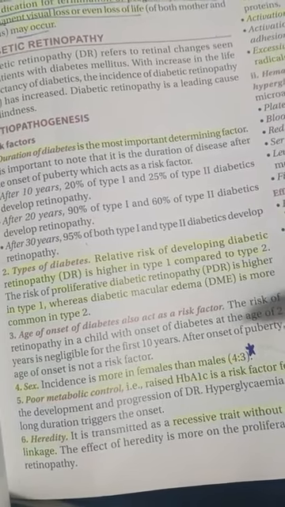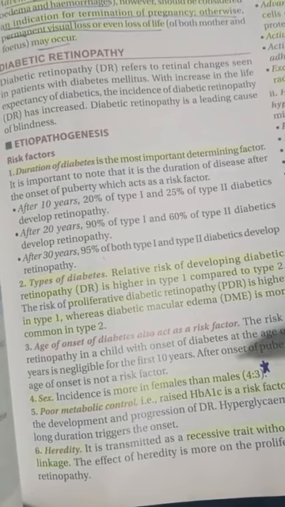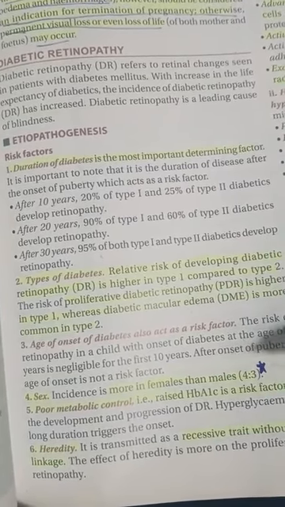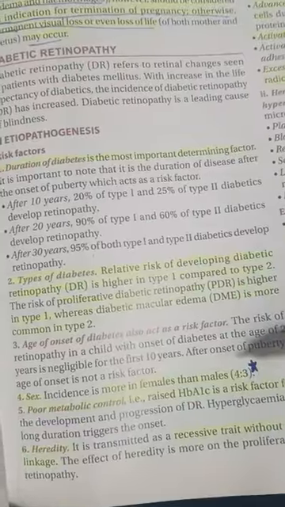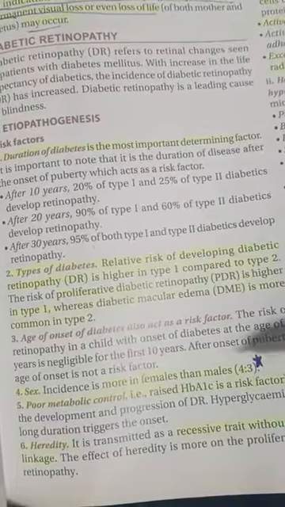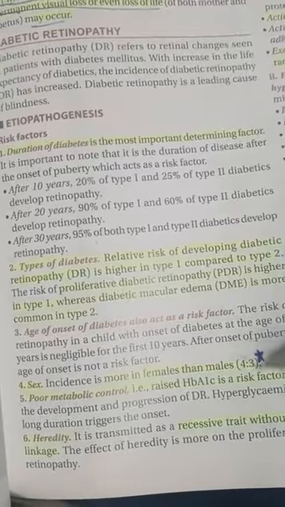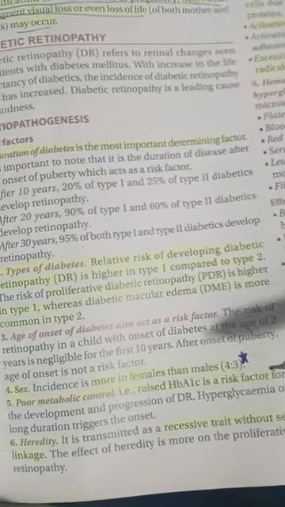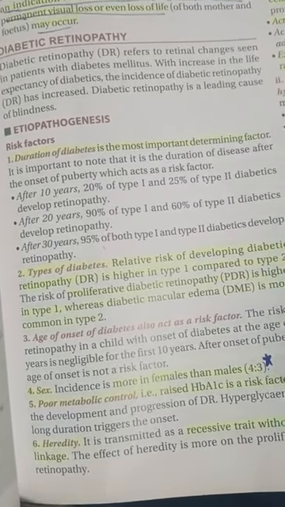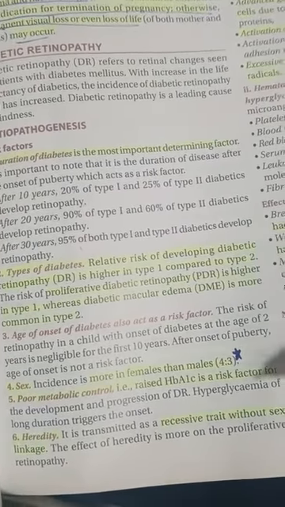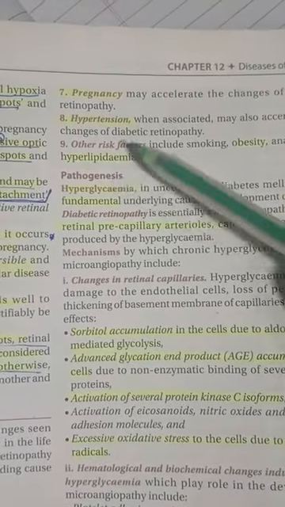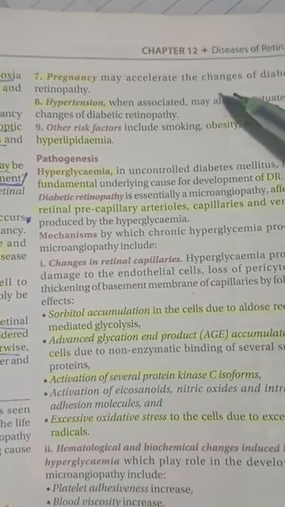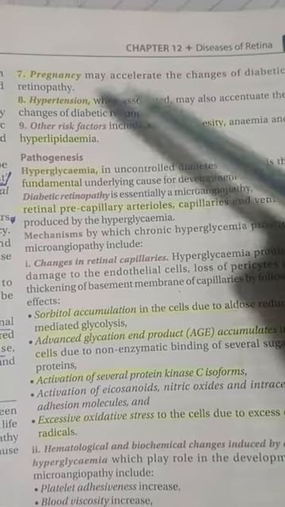Then poor metabolic control, that is raised HbA1c, that is glycosylated hemoglobin A1, is a risk factor for development and progression of diabetic retinopathy. Hyperglycemia of long duration triggers the onset. Heredity: it is transmitted as a recessive trait without sex linkage, and the effect of heredity is more on proliferative retinopathy. Next is pregnancy, which may accelerate the changes of diabetic retinopathy.